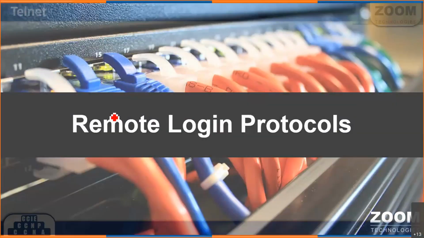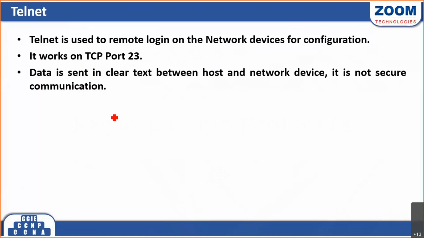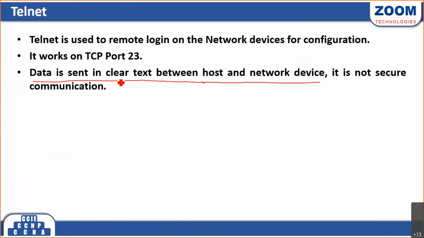So, remote login protocols. Telnet is used to remote login to a network device for configuration. It works on TCP port number 23. Data is sent in clear text between the host and network device. It is not secure communication. Why is it not secure? Data is sent in clear text between the host and the network device, which is router 2. Between these two devices, data is sent in clear text. Anyone who captures the packet can come to know all the details.